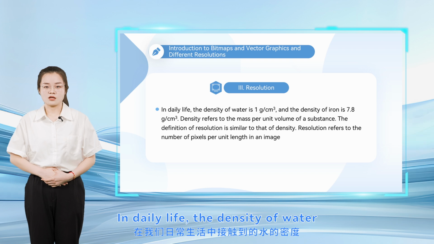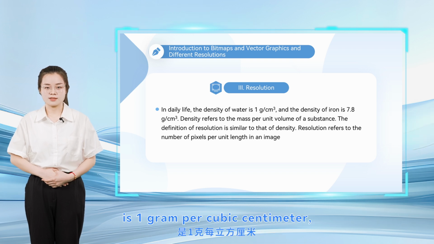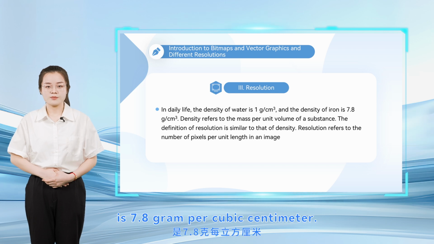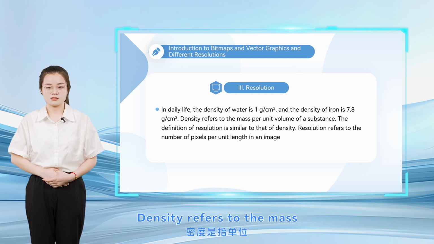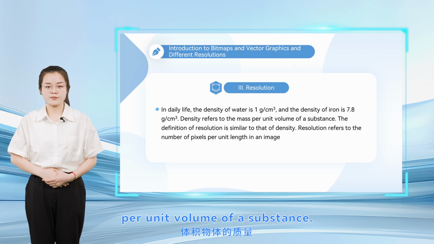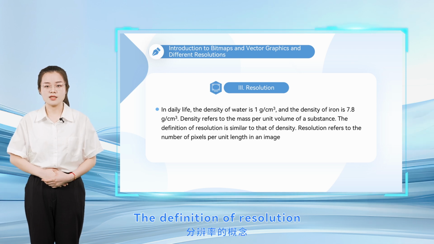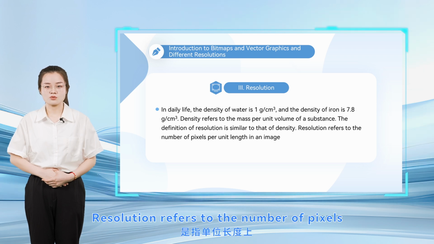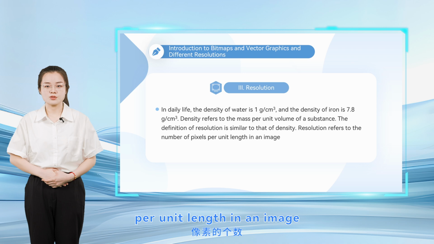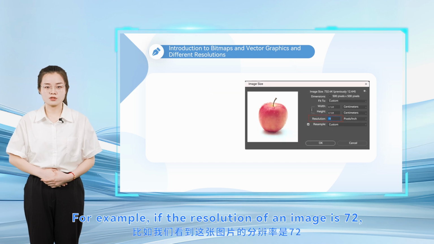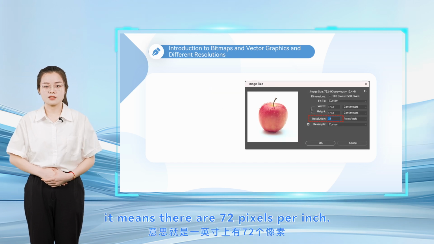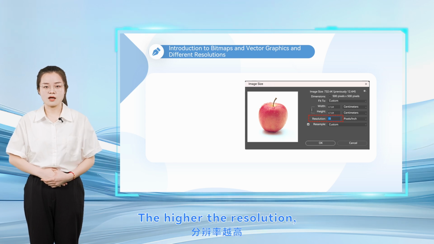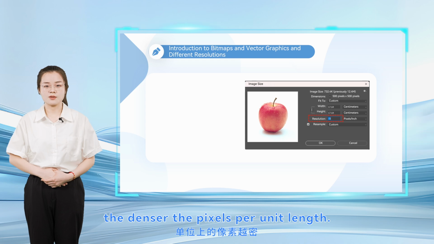In daily life, the density of water is 1 gram per cubic centimeter, and the density of iron is 7.8 grams per cubic centimeter. Density refers to the mass per unit volume of a substance. The definition of resolution is similar to that of density. Resolution refers to the number of pixels per unit length in an image. For example, if the resolution of an image is 72, it means there are 72 pixels per inch. The higher the resolution, the denser the pixels per unit length.